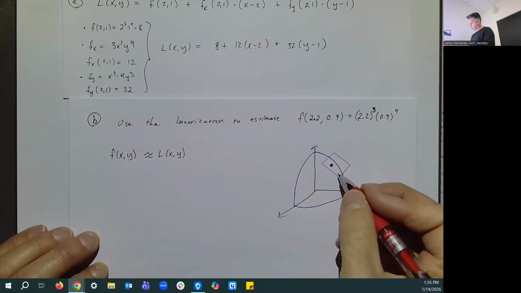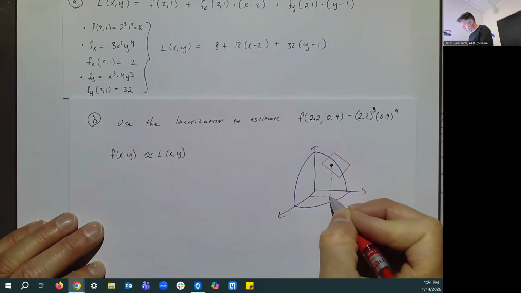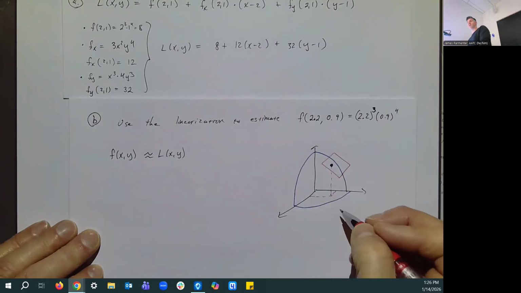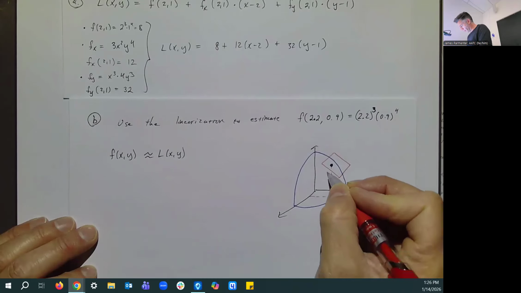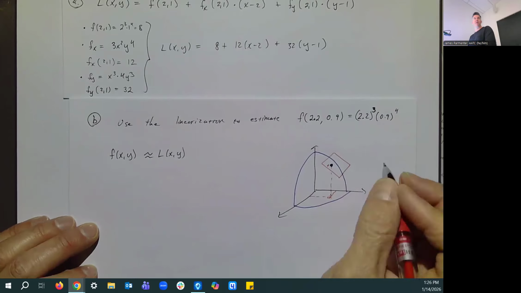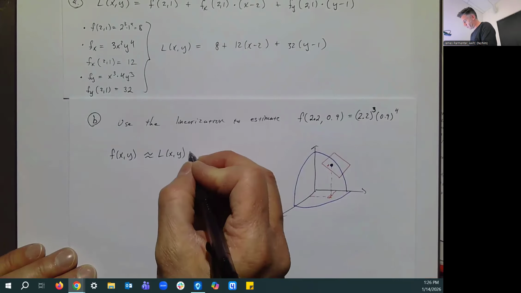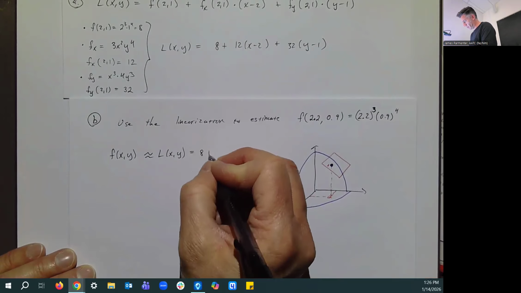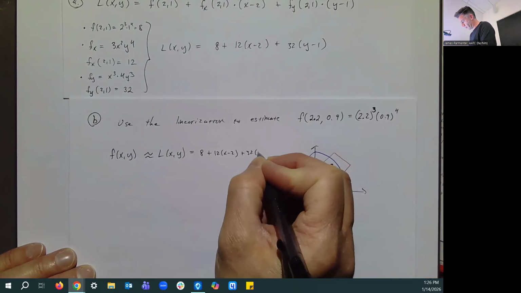And you say, okay, if I move a little bit away from x being 2 and y being 1, which again, I haven't drawn very well, I'm just going to move over here to 2.2 and 0.9. And so then I'm going to be up here a little bit away from the surface, but that's okay. That's the whole idea. So this is an approximation, which is equal to what we said it was, 8 plus 12 times x minus 2 plus 32 times y minus 1.